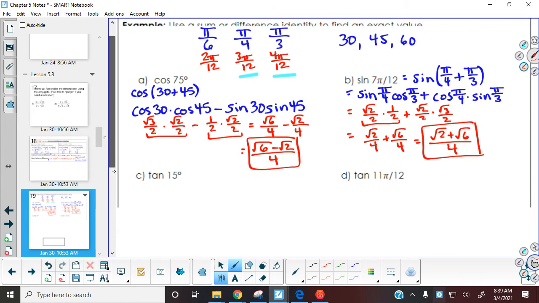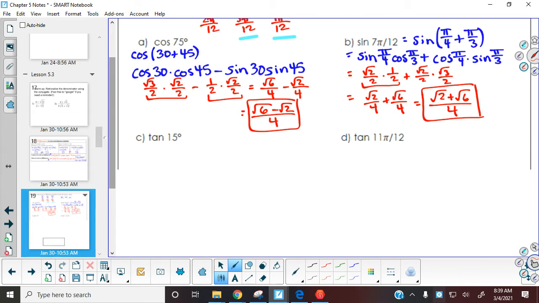Okay? Now, tangent gets a little ugly, because tangent, as we know, is sine over cosine. So when we take a look at this, it's going to take up some room, so I'm just going to warn you, you want to write small. So this is going to be sine over cosine, and 15 is going to be 45 minus 30.